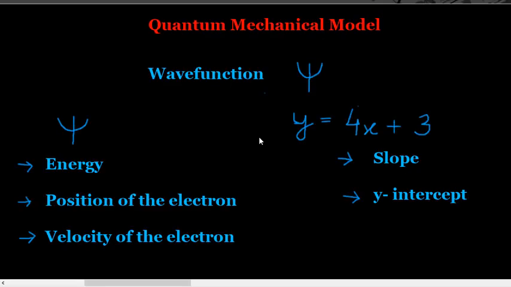In this video, we will learn about the quantum mechanical model. Before going into the details of the quantum mechanical model and its postulates, we will learn about a term known as the wave function. This term is used in the quantum mechanical model every now and then. It describes the electron and is denoted by psi.